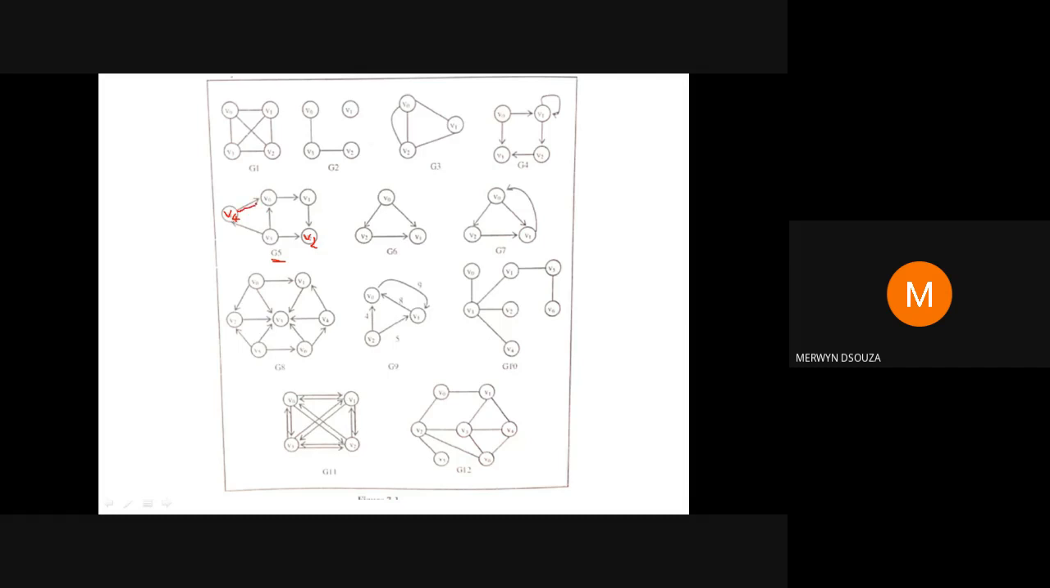So you can see the path. You can go only in one direction. You will go from here to here, here to here, and here to here. So since there is a path from V4 to V2, we say V2 is reachable from V4.